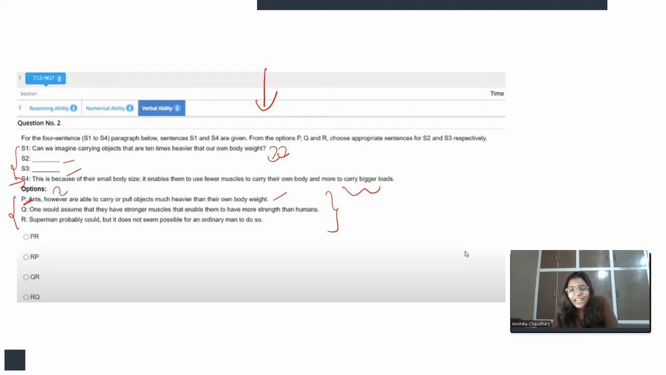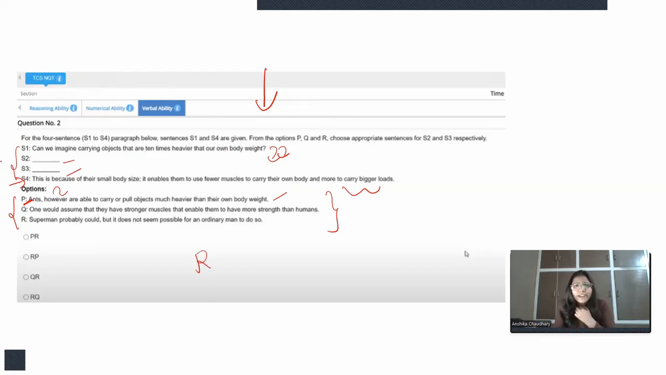One would assume that they have strong muscles that enable them to have more strength than humans. It's not making any sense in continuation of the previous one, right? If we come here, Superman probably could, but it does not seem possible for an ordinary man to do so. See, that's the best fit here. Can we imagine carrying objects that are 10 times heavier than our own body weight? So we are giving one scenario that Superman probably could do this, right? So R would be the next answer.